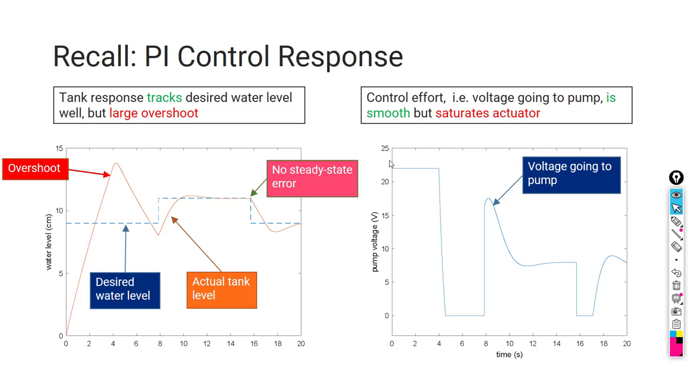But what happened to the control signal? If you remember, it's saturated. We have saturation here and here. It's saturated at 22 volt, and at 0 it's also saturated. So from 0 to 22, I have saturation here, here, and here.